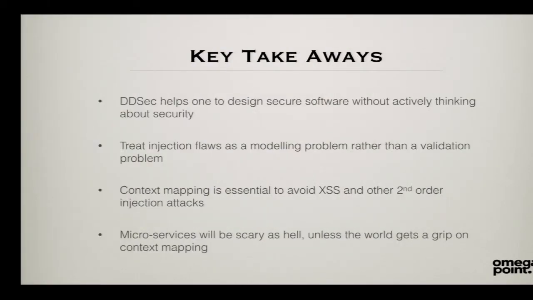Right, so to wrap things up, for those who fell asleep, now it's time to wake up again. So, the key takeaways: by using those mindsets and nice design patterns from domain-driven design, you are able to attack certain security problems without even thinking about security. That's the nice part. You should also treat injection flaws as modeling problems, not as validation problems. Context mapping is essential in order to avoid second-order injection attacks, or with microservices. And microservices will become very, very scary unless we do proper context mappings.